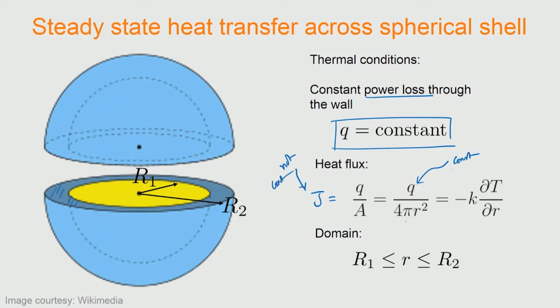The reason being that the area is changing as you change the radius, and therefore, the flux is actually not constant when you go from R1 to R2. But the Q is constant. That is the problem that we have at hand, and the domain is limited from R1 to R2.